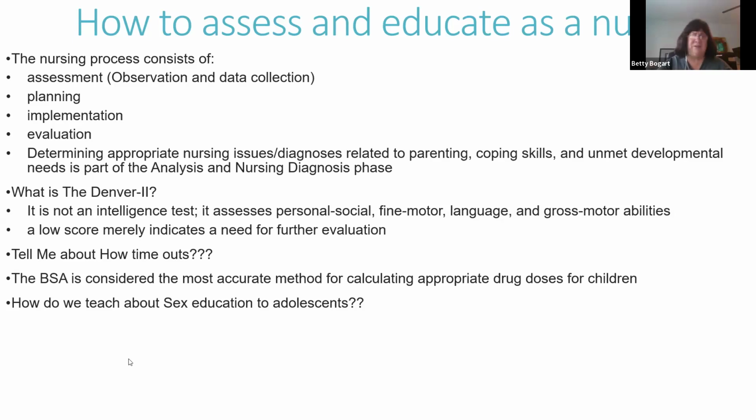Denver 2 is important. It is not an IQ test. All it does is evaluate the personal, social, fine motor, and language skills to see if you need further investigation, further evaluation. It is not an IQ test, okay? Timeouts, again, are 1 minute per year of age, so 10 minutes for a 10-year-old, right? Your BSA is the most accurate method for calculating doses for children, okay?